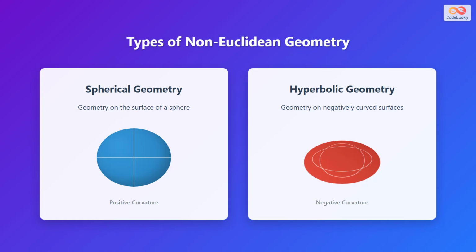Non-Euclidean geometry isn't just one thing. There are different types, each with its own unique properties. Here we will focus on two main types: spherical geometry and hyperbolic geometry. Spherical geometry deals with the surface of a sphere, while hyperbolic geometry explores negatively curved surfaces.